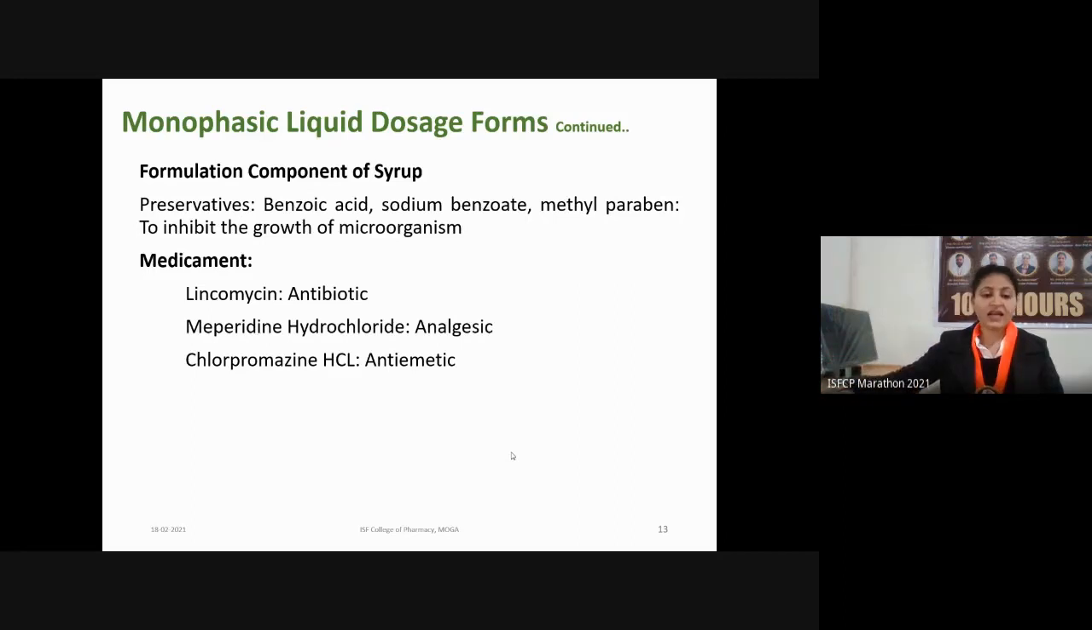And the last one is the medicament. As we have discussed, the syrups can be medicated syrups also. So the medicaments that we disperse in the syrups are antibiotics, antiemetics, and analgesics. Lidocaine is an example of the antibiotic. Mipridine hydrochloride is an example of the analgesic. And chlorpromazine hydrochloride is an example of the antiemetic drugs. These are the drugs which can be dispersed in the syrups.